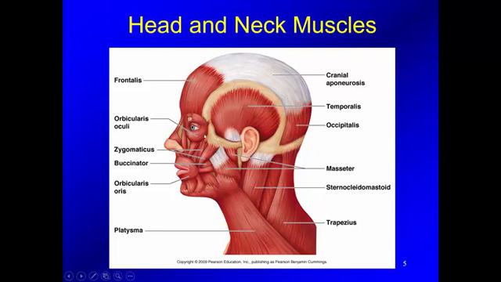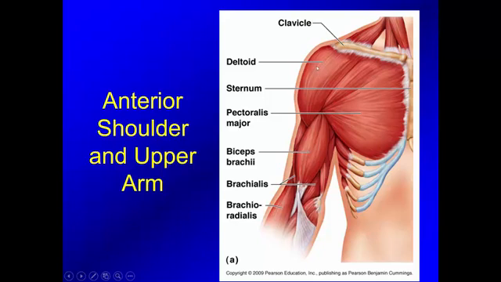Frontalis, orbicularis oculi, zygomaticus, the buccinator, orbicularis oris, platysma, trapezius, sternocleidomastoid, the masseter muscles, occipitalis, temporalis, and the aponeurosis that connects the occipitalis and the frontalis. The deltoid muscle, pectoralis major, biceps brachii, underneath it the brachialis, and the brachioradialis.